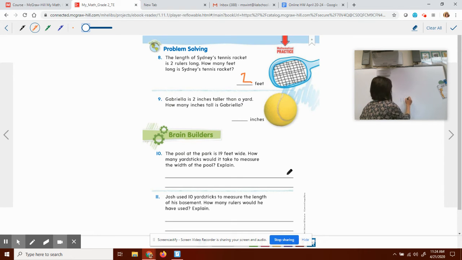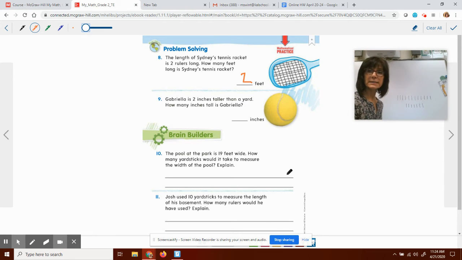1, 2, 3, 4, 5, 6, 7, 8, 9, 10, 11, 12, 13, 14, 15, 16, 17, 18, 19. So I have written 19 tally marks. Now with my 19 tally marks, that's representing the 19 feet. So I'm going to say, well, there's 3 feet in a yard, right?